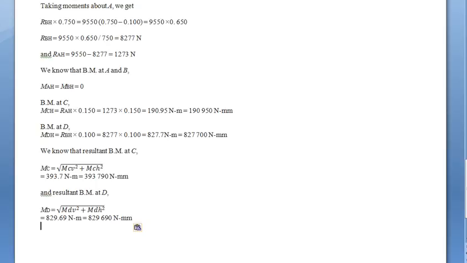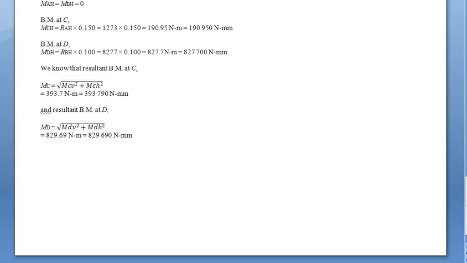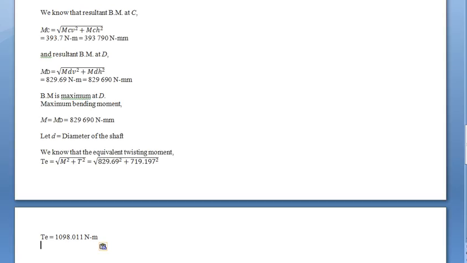Now we have to calculate the resultant bending moment. The resultant bending moment at C is given by MC equals the square root of MCV squared plus MCH squared. From this we obtain the bending moment at C equals 393.7 Newton meter. Similarly calculating the bending moment at D, we obtain MD equals 829.69 Newton meter. Now we can see that the bending moment is maximum at D. So therefore M equals MD equals 829.690 Newton meter.